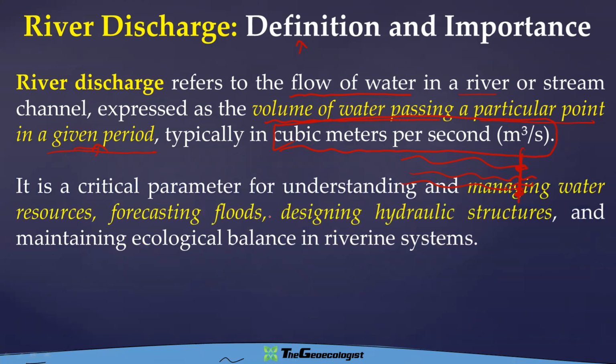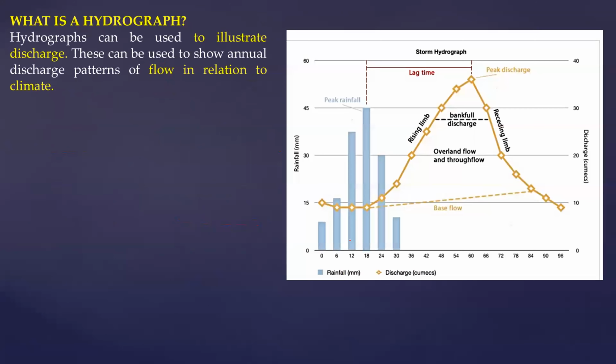Now understand why is it important? So its importance lies in its practical application. That is what you're looking at here. So basically, for better understanding of the water and its application, we're talking here about management of our water resources. Management of water resources would definitely include the understanding of river discharge, forecasting floods, designing hydraulic structures, and of course, maintaining ecological balance in the riverine systems. That's very important, especially for a country like ours, which is full of rivers, right from Himalayan rivers to peninsular rivers, isn't it? So let's understand it more.